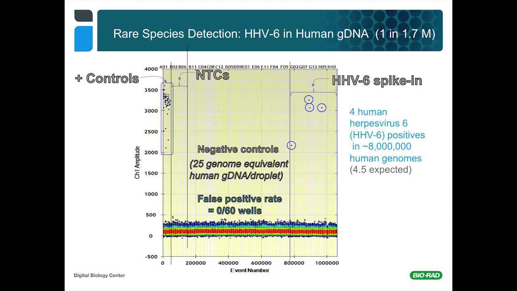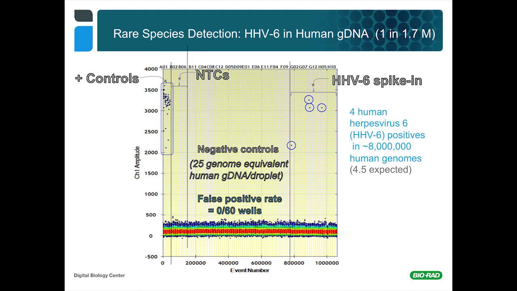If you move to the next set of wells to the right, labeled NTCs, this is where you have the same assay being run in similar droplets, but where you've put in neither human background DNA nor the HHV6 DNA, and you see there are no positive droplets coming up.